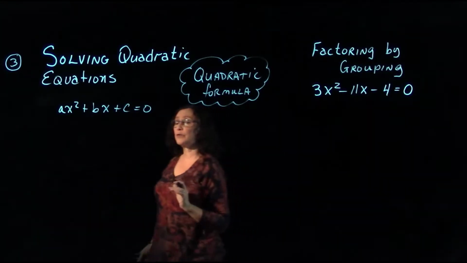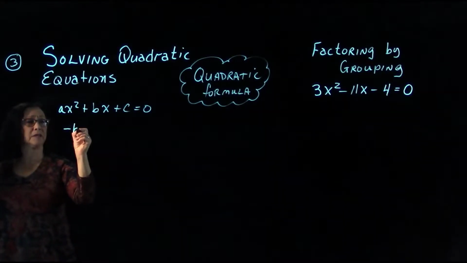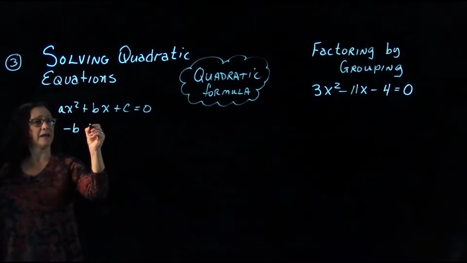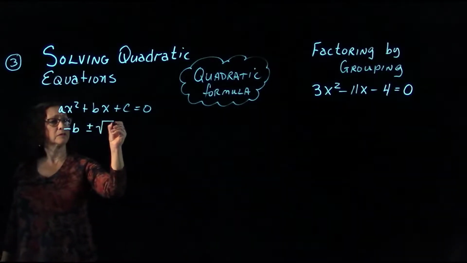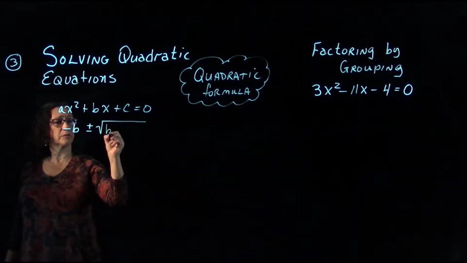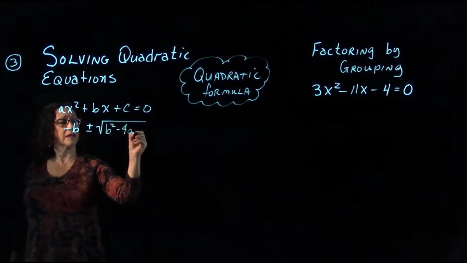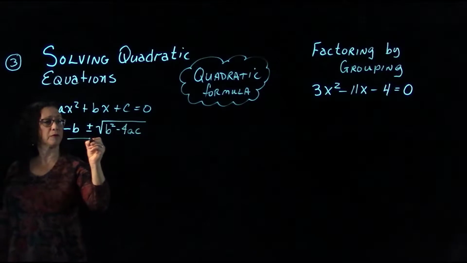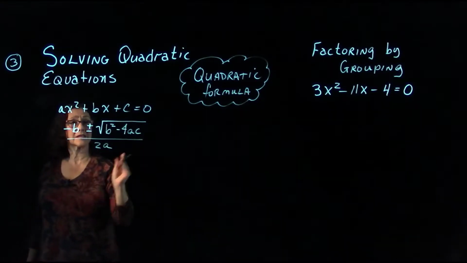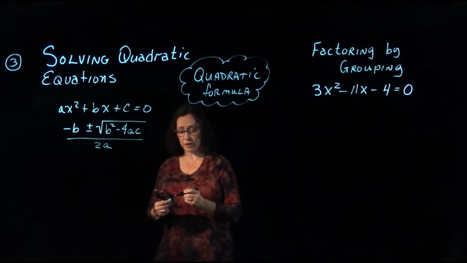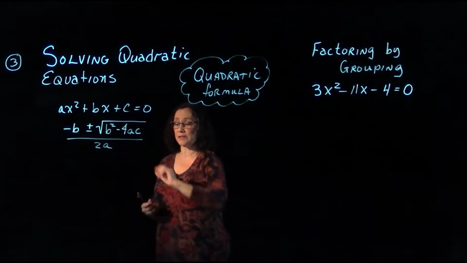The quadratic formula tells us that we can take the opposite of the b, and then plus or minus the square root of b squared minus 4 times ac, the whole thing over 2a. This is actually a shortcut for completing the square. Let's demonstrate how to use this formula.